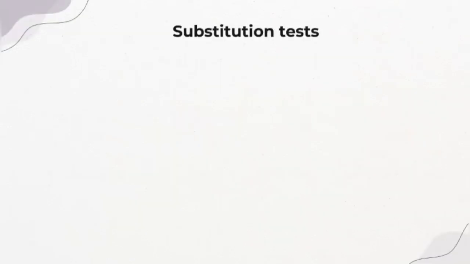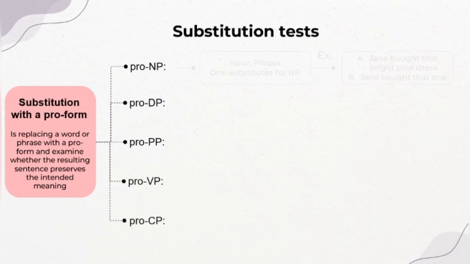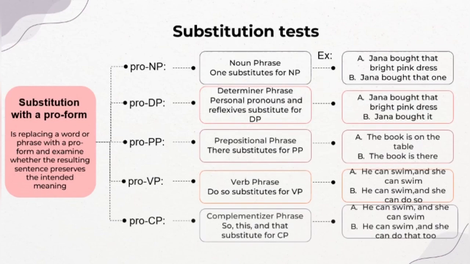We'll be starting with substitution tests. We have two types. First, substitution with a pro form and substitution with a null string. Substitution with a pro form is replacing a word or a phrase with a pro form and examining whether the resulting sentence preserves the intended meaning. We have 5 types of substitution with a pro form: pro-noun phrase, pro-determiner phrase, pro-prepositional phrase, pro-verb phrase, and pro-complementizer phrase. Pronoun phrase is the idea that the word one substitutes for the noun phrase.